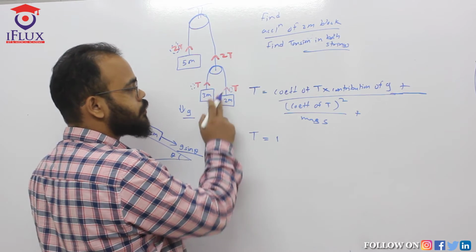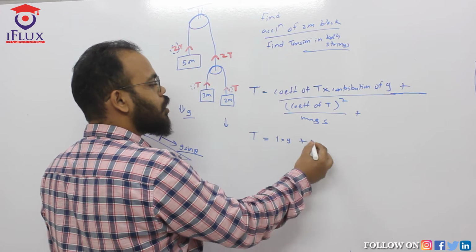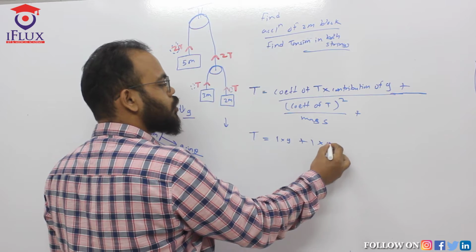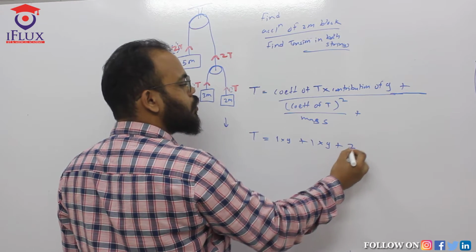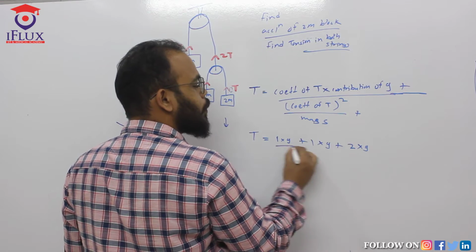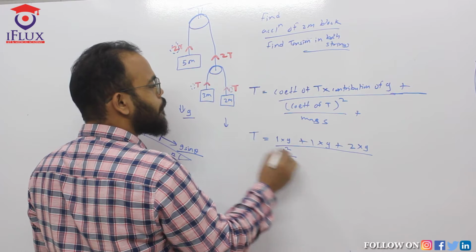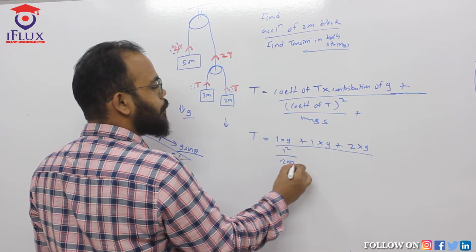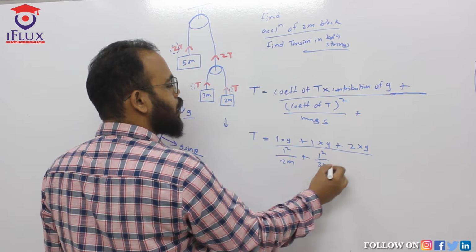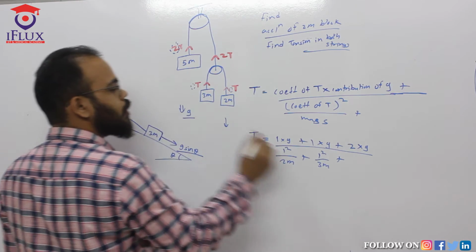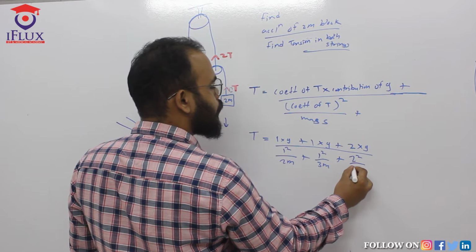So coefficient of T is 1 into contribution of G will be G, plus for the second block coefficient of T is 1, contribution of G is G, plus for the third one coefficient of T is 2 into contribution of G is G, divided by coefficient of T squared. So here 1 squared upon mass, which is 2m, plus for this it is 1 squared divided by 3m, plus for this one it will be 2 squared divided by 5m.